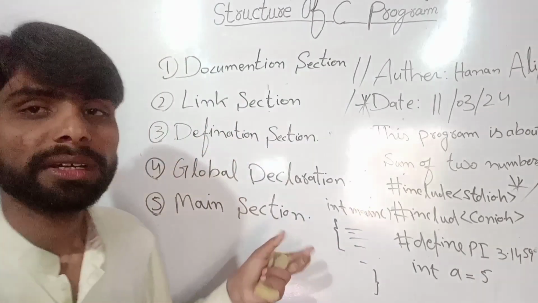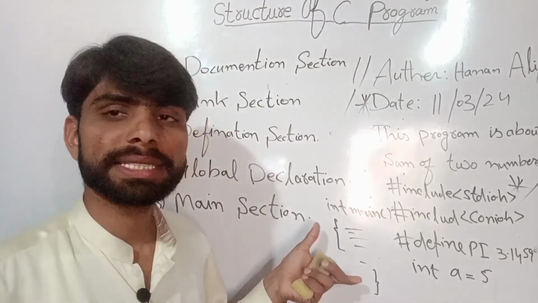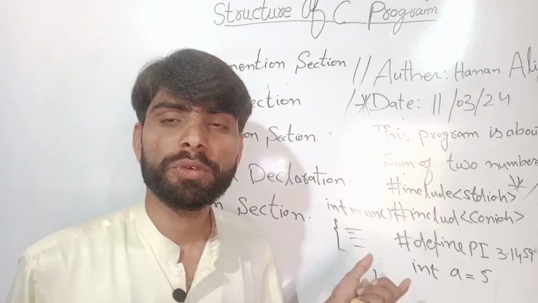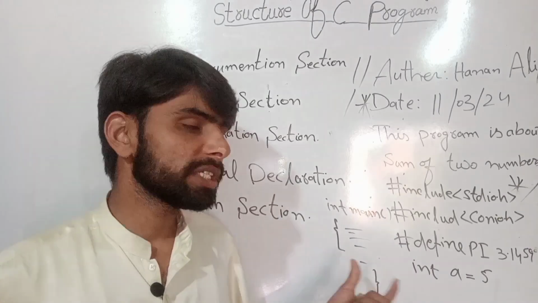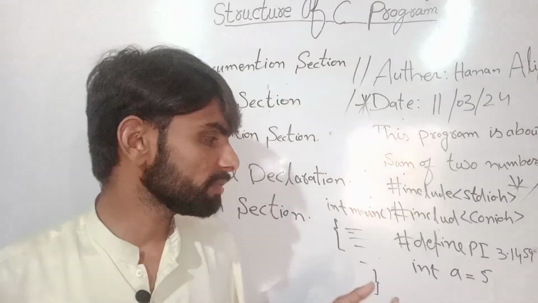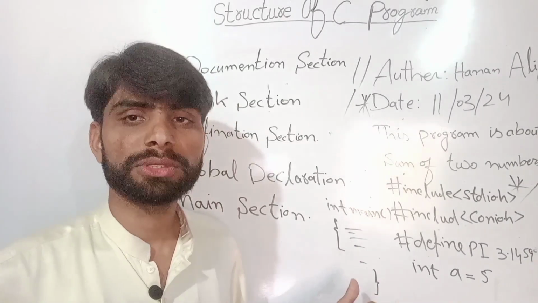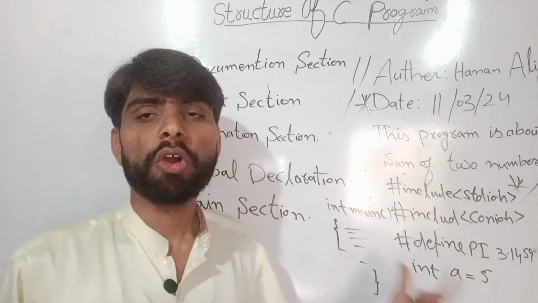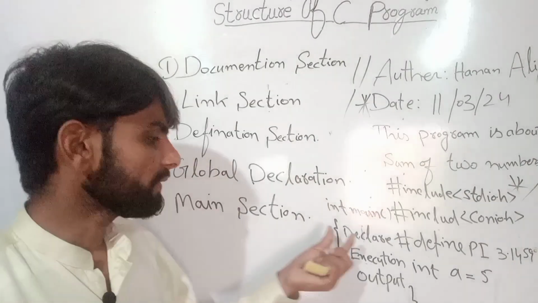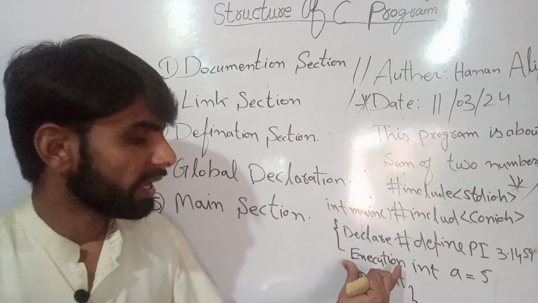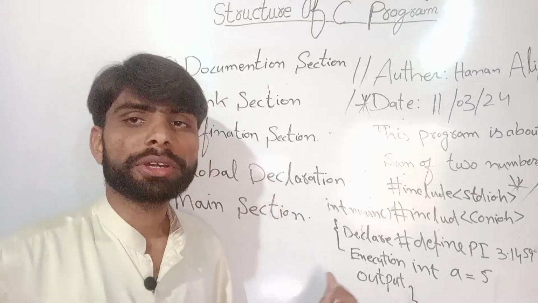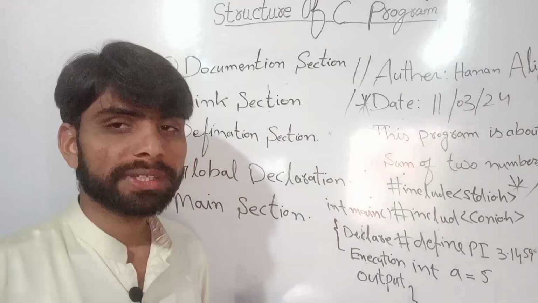In our main section there are three processes. What are these? The first is the declaration of variables. We declare variables, int a, int b, so these are declarations of the variables. The next is execution, meaning the working process on those values. And the third is the output. So in the main function first we declare variables, then execute and work on those variables, and then give the output. So these are three steps in the main function.